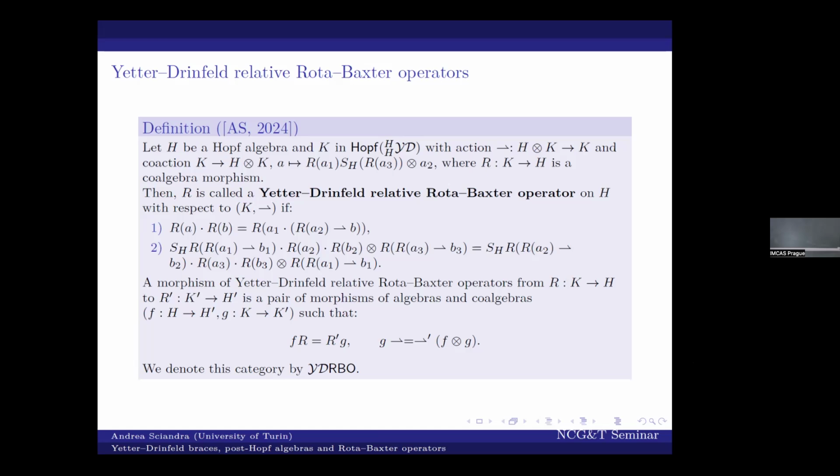And so K becomes a standard Hopf algebra. So the definition of Li, Sheng, and Tang is just an R, which is a morphism of coalgebras between two co-commutative Hopf algebras, satisfying just the first one.